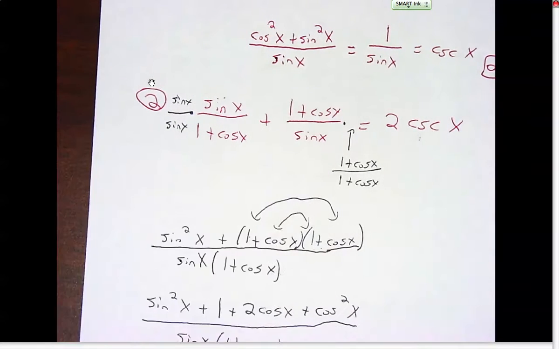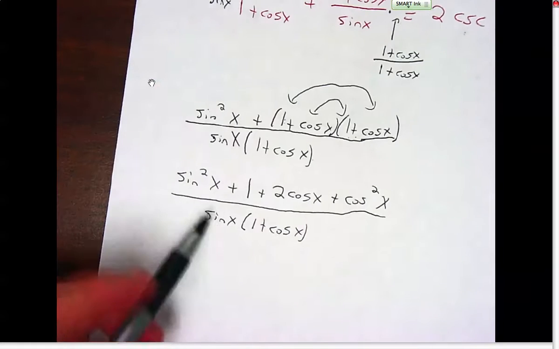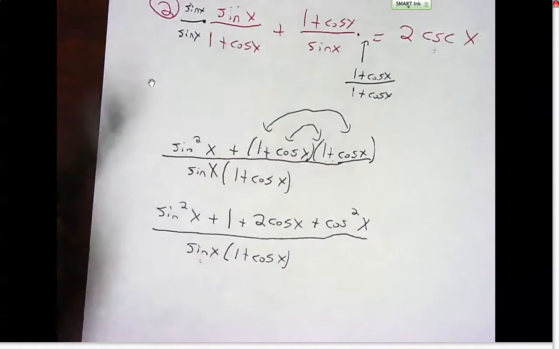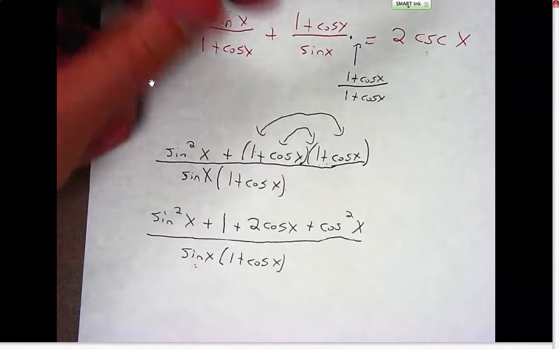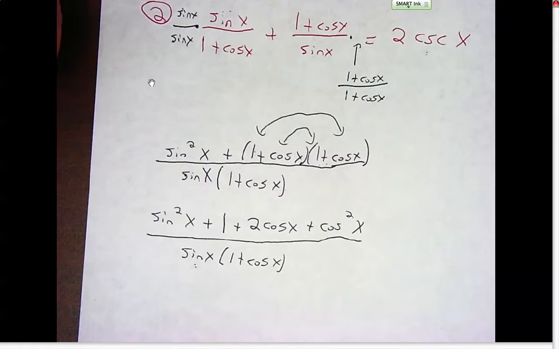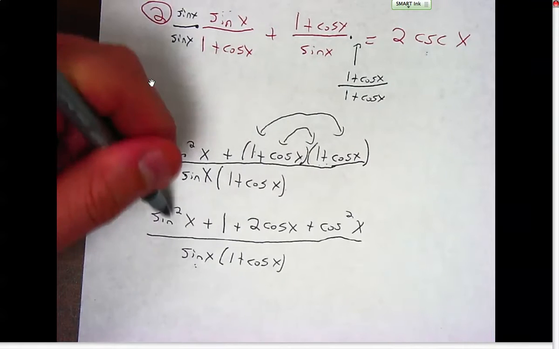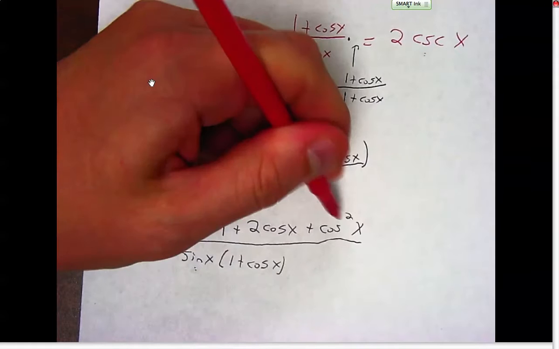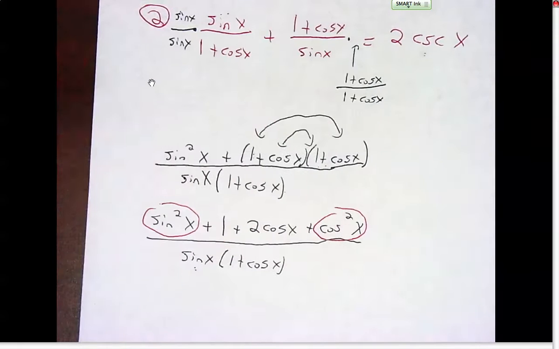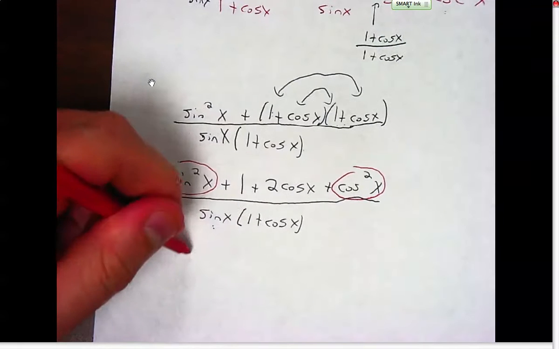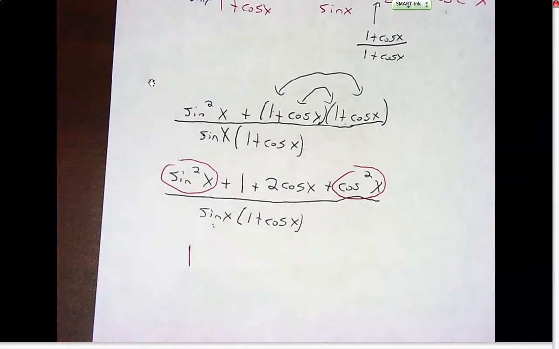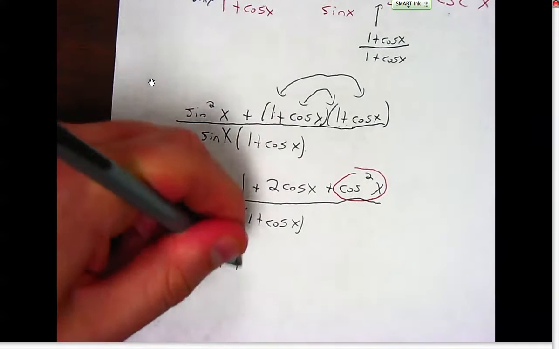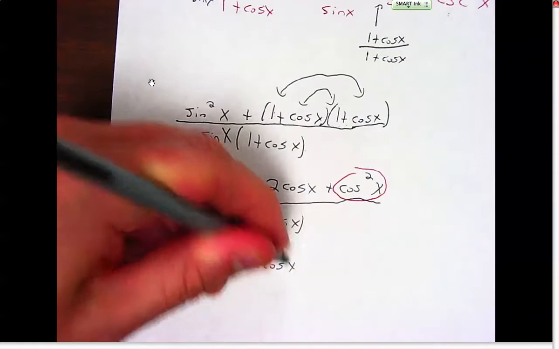I do notice when I'm looking at the bottom that I've got a sine x on the bottom. That's promising because I'm looking to end up with a cosecant of x, but I've got a lot of other junk going on here. Thankfully, I notice on the top I've got sine squared of x, cosine squared of x, and so those two things together equal 1. So I've got that new 1 there, and then I've got my other 1 and my 2 cosine of x.